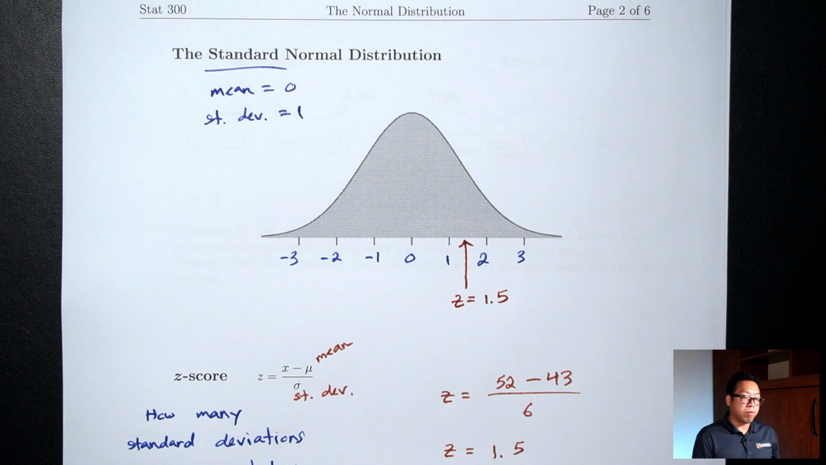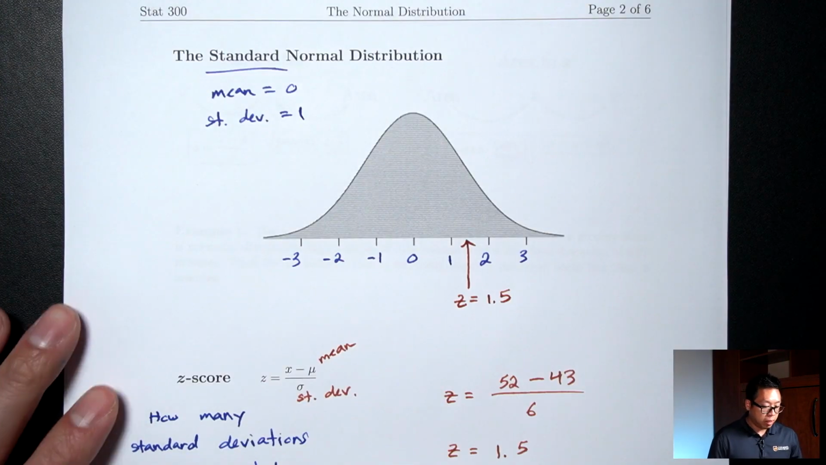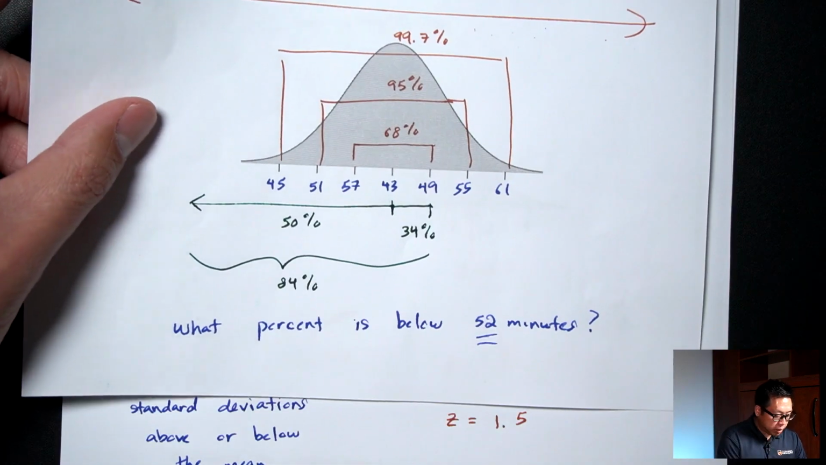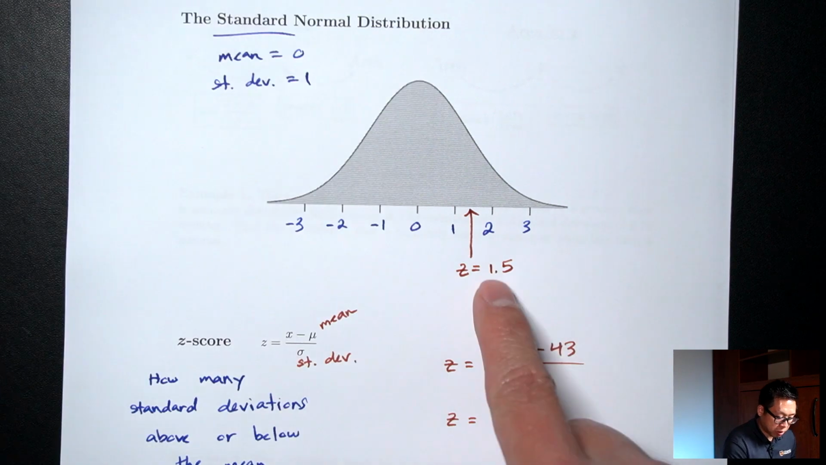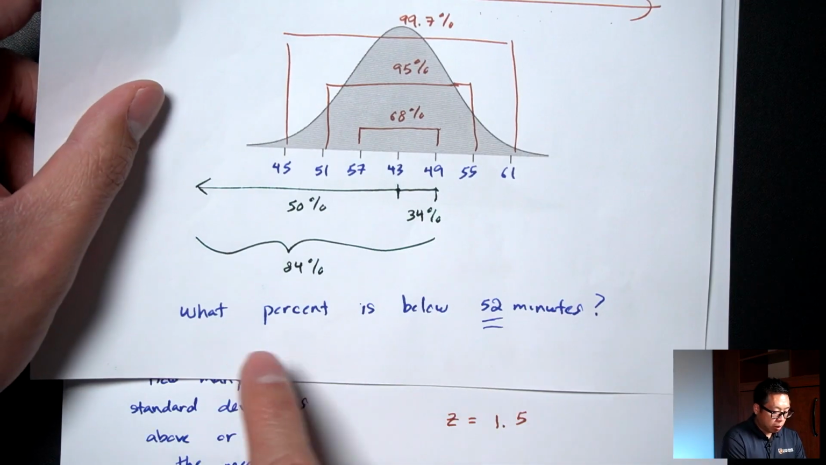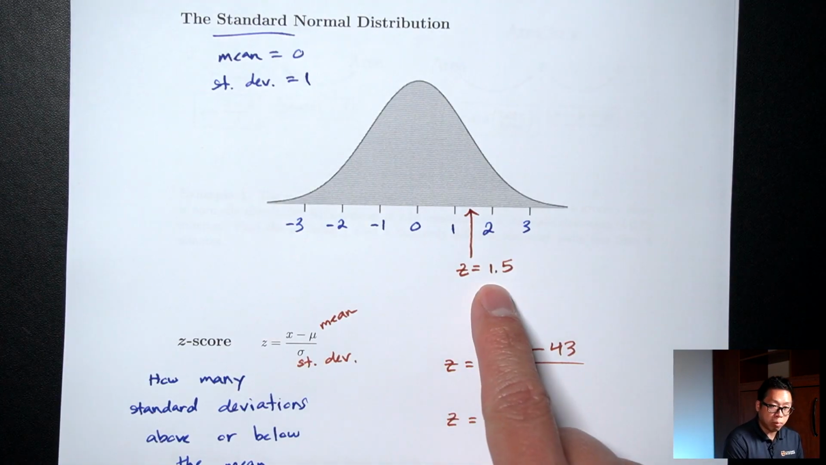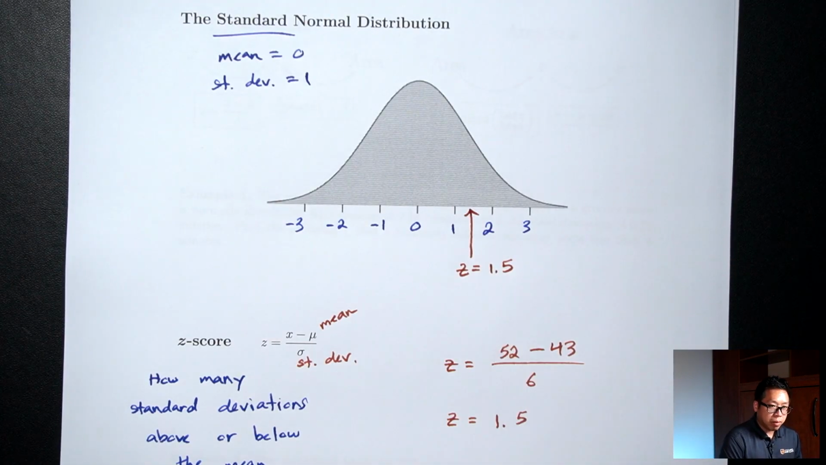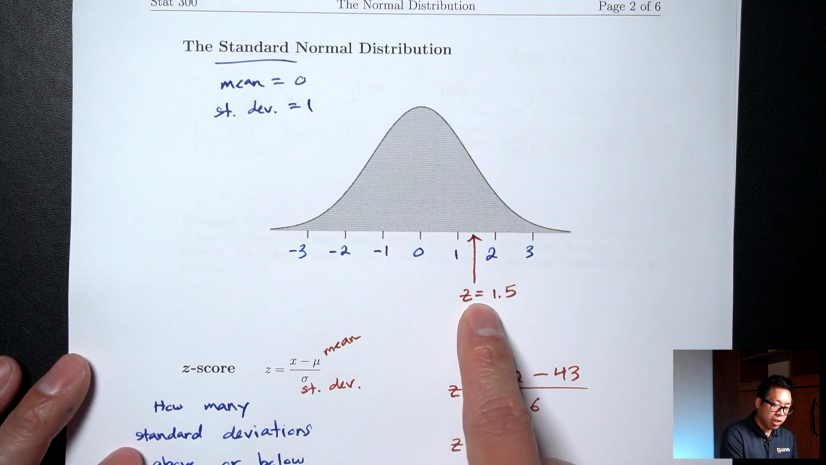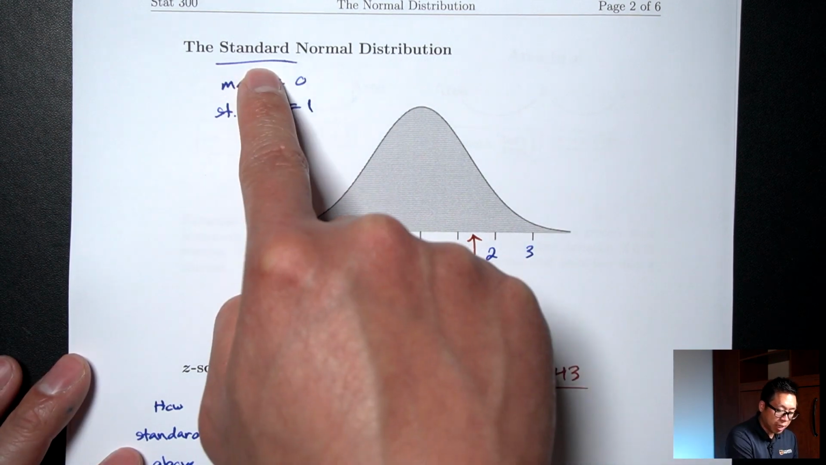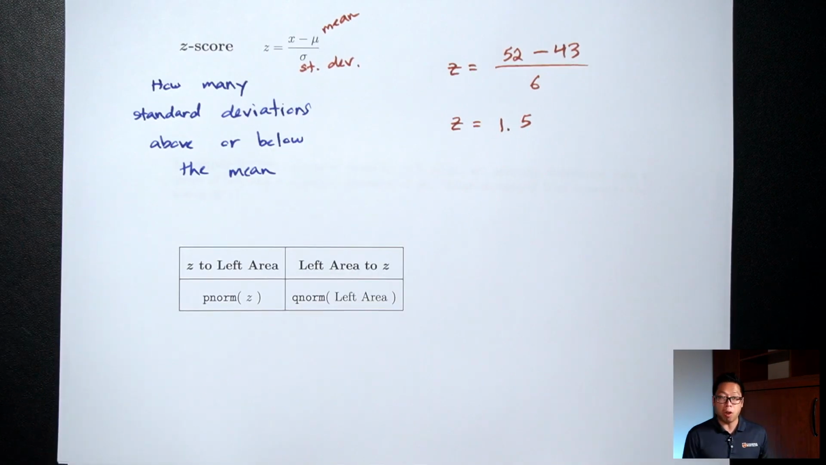Now, why did I want to convert from a non-standard picture to a standard picture? Well, we were interested in what percent is below 52. And we know 52 now goes with the 1.5. So what percent is below 52 is going to be the same as what percent is below 1.5. And I can answer the question on the standard normal picture because I have a calculator that will tell me what percent is below 1.5 on the standard normal picture. Which brings me to the calculator, which is R.